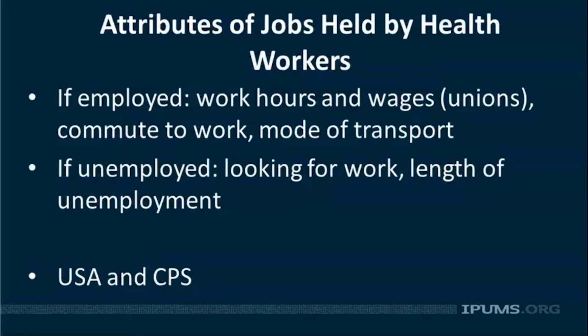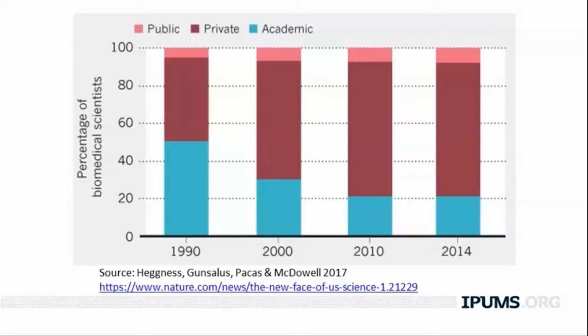Another topic of interest to many health workforce researchers may be the attributes of jobs held by health workers. Both USA and CPS data contain measures about work and work-related information for both employed and unemployed members of the health workforce. In another example drawn from the Hegenes and colleagues study, they use information about work context to describe whether biomedical scientists were employed in public, private, or academic settings.